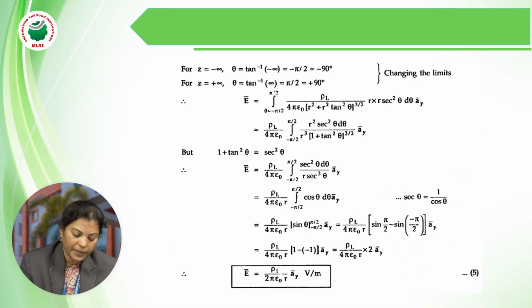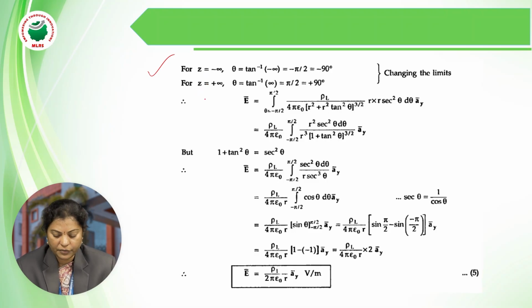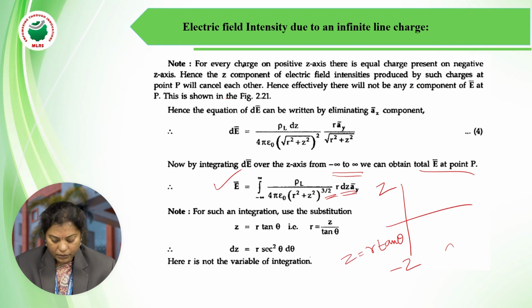So after eliminating the limits, that is Z equal to minus infinity and Z equal to plus infinity, we will get the limits in theta, that is minus 90 to plus 90. That is the changing of limits. Why? Because I am substituting Z equal to R tan theta, so that I am eliminating this infinity with theta values.